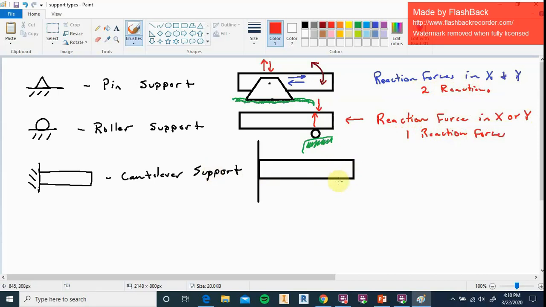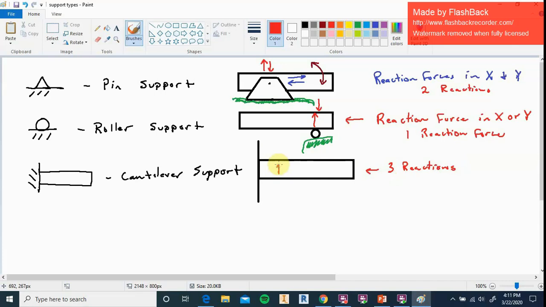And then the third one here, now we're not going to use this much in POE, is what's called the cantilever support. An example of this might be a deck or something that's hanging off the side of a building. It doesn't necessarily have a support out here, so maybe you've seen a patio or something that just sticks out the side of the building. Maybe it has a little rail up here so people don't fall off. But the cantilever support provides three reaction forces, and you can probably guess what those are at this point.